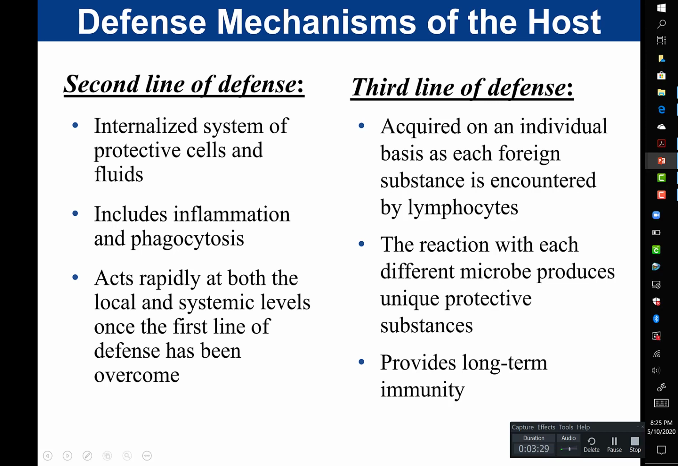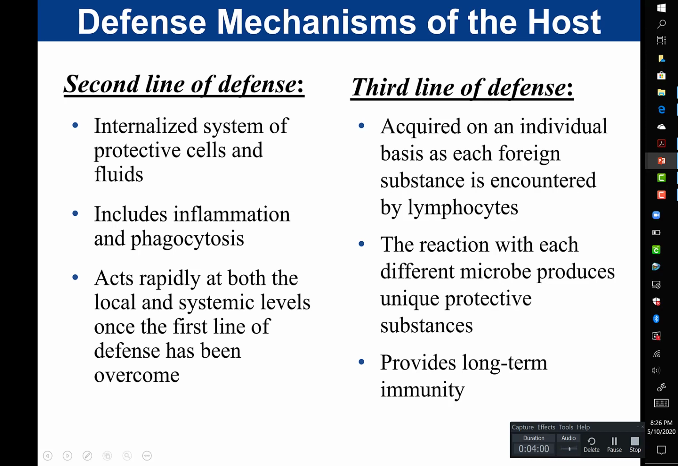where white blood cells, for example, send out those projections that engulf the pathogen and take it in. This acts rapidly at both the local and the systemic levels once the first line of defense has been overcome. So if a pathogen gets access to the body, now the body gets the second line of defense involved. And so if a pathogen is able to penetrate that first line of defense, now the second line of defense comes into play.